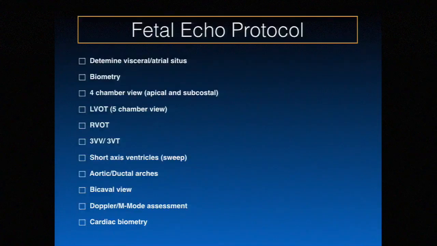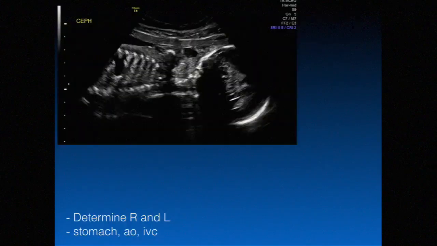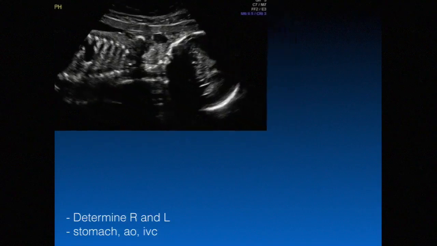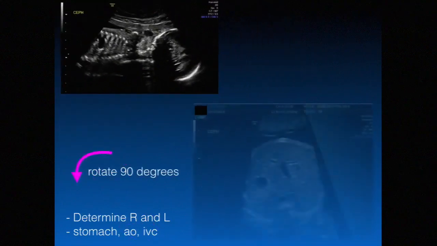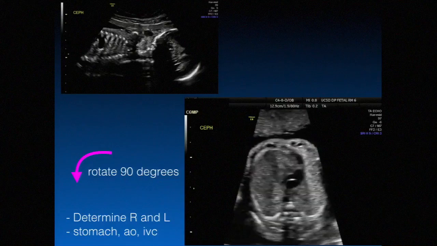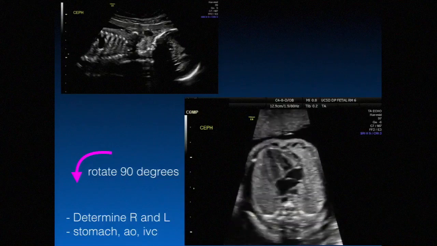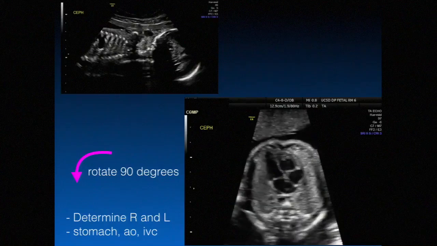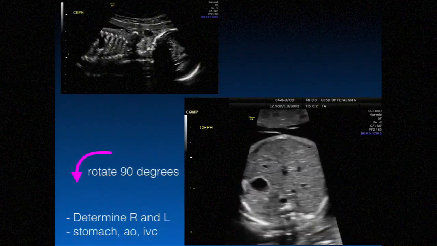So I'm just going to get right into the protocol because I do have a lot of information to go over. So just like I mentioned, when I start scanning, the first thing that I always do is check for situs. Obviously, if you know that your situs is correct, then you can go ahead and go on from there and start to review the heart in detail. So we do it by taking a sagittal image of the fetus, documenting presentation, and then turning 90 degrees to first demonstrate the stomach, aorta, and IVC, and then sweeping up to the heart to show that it's all correct on the left side.